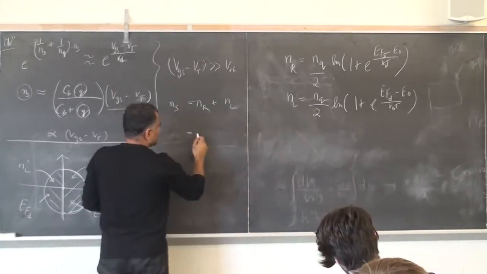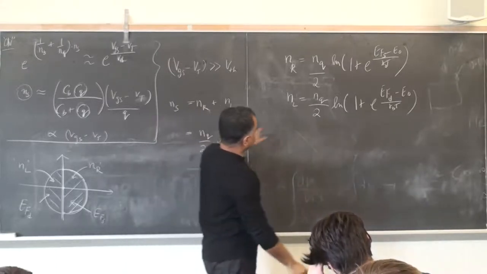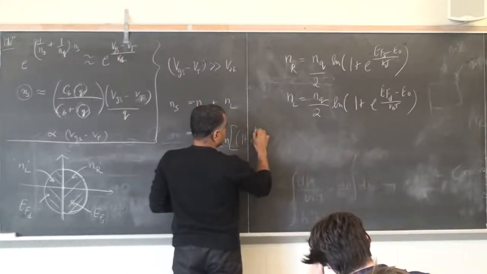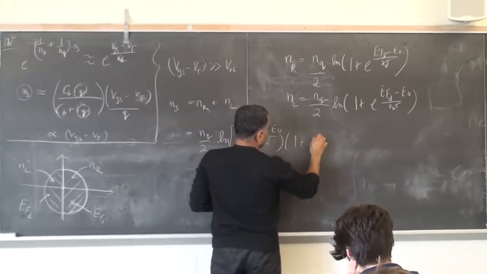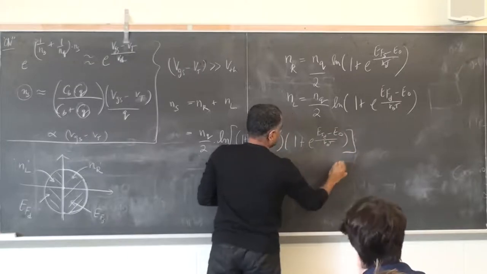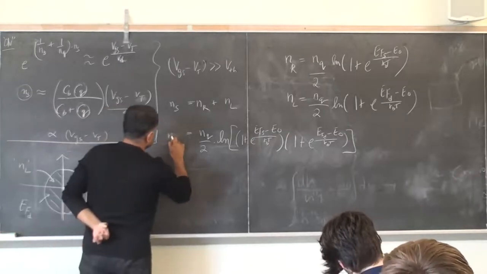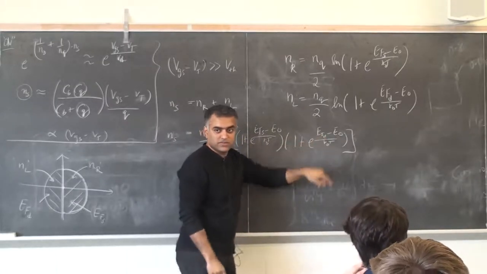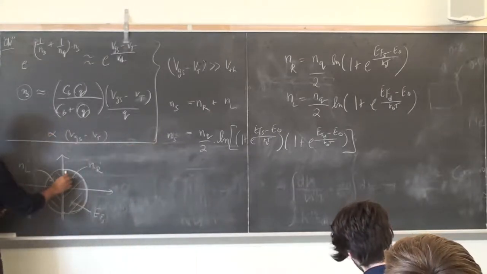But now, if I sum them, you can see that there's an interesting product, which is the natural log of this plus the natural log of that, so that would get multiplied inside. EFS minus E0 over kT. E Fermi of drain minus E0 over kB T. Okay. So that's how your carrier density now depends on the source Fermi level and the drain Fermi level. Essentially, this is just the sum of this and this, right?